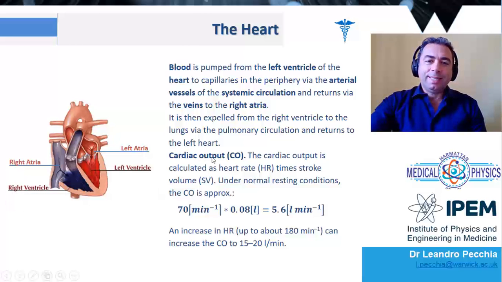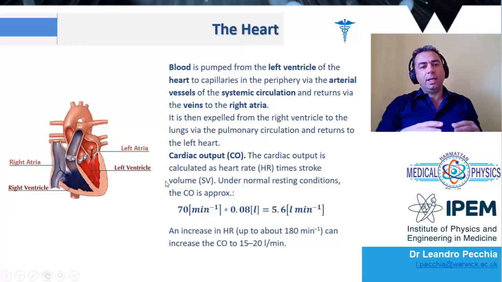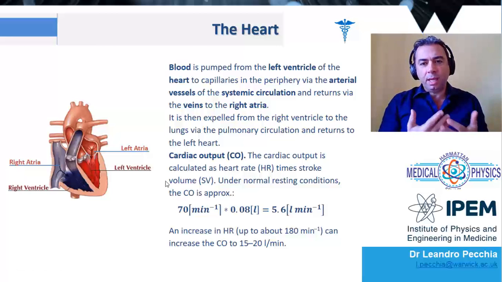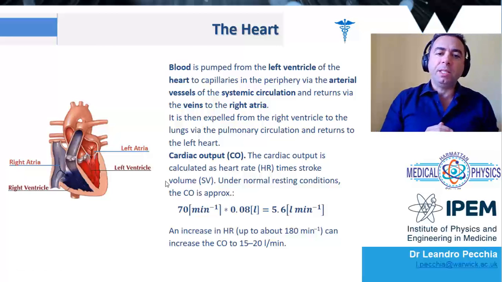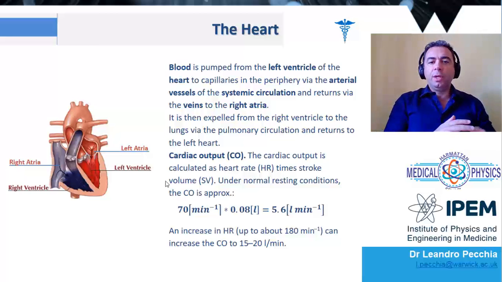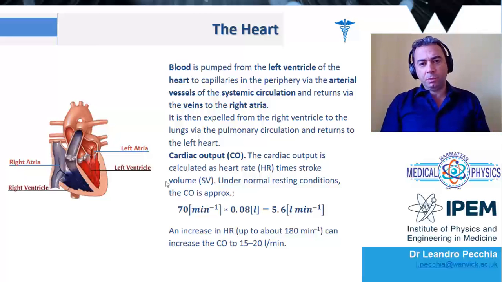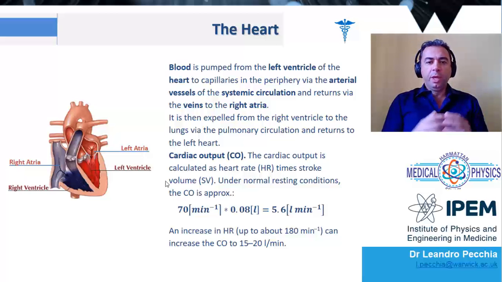We define the cardiac output as the amount of blood that the heart is capable of pumping, and it is calculated from the heart rate in 1 minute. Therefore, in this slide I put about 70 beats per minute, times the amount of blood that the heart is capable of pumping out for each contraction, which is about 0.08 liters. Therefore, in 1 minute, and that's what defines the cardiac output, we assume the average man to be able to pump something like 5.6 liters per minute.